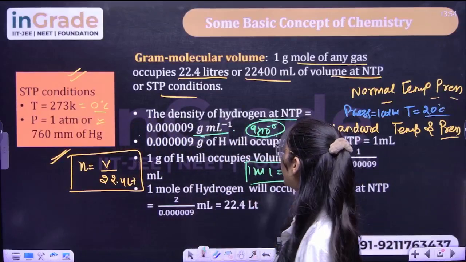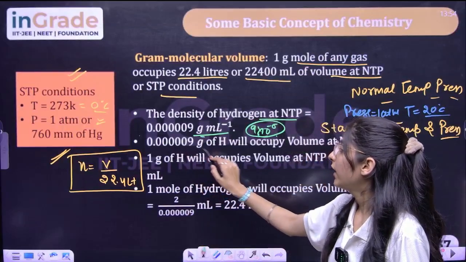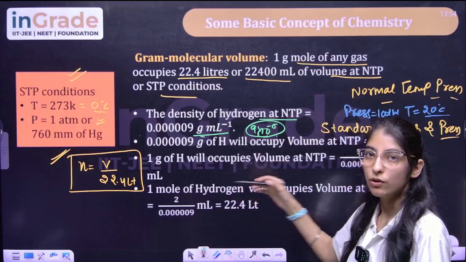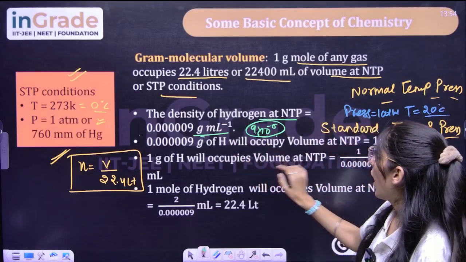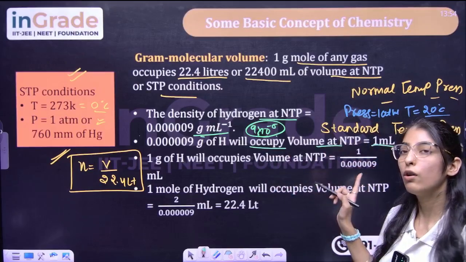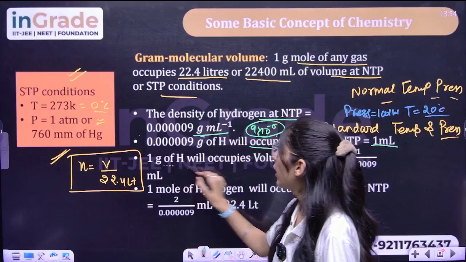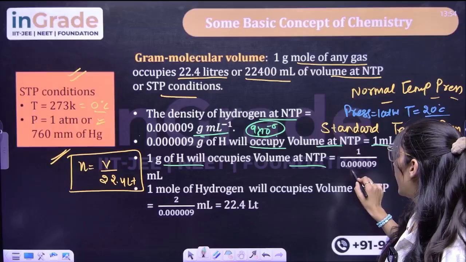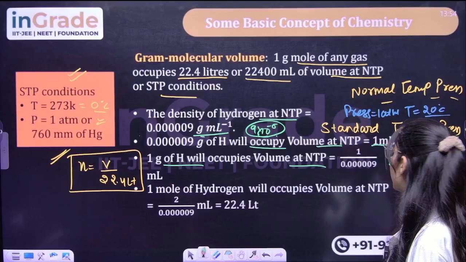So how are we going to calculate it? See here. 9 into 10 to the power minus 5 gram of hydrogen will occupy a volume equal to 1 ml. Now if we want to calculate for 1 gram, how are we going to do it? 1 gram of H will occupy a volume at NTP equal to 1 divided by 9 into 10 to the power minus 5.